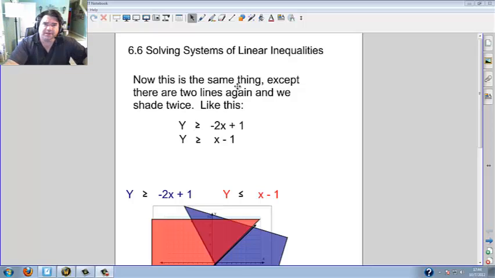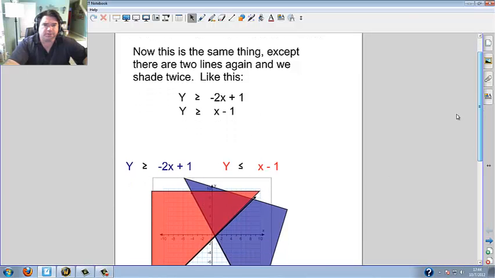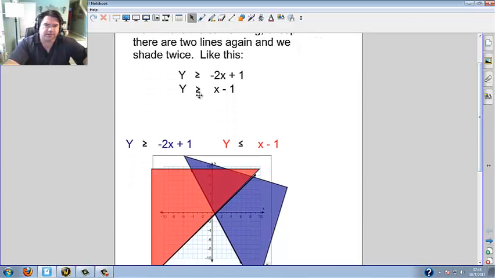Okay. Now this here is the same thing as we did before, but instead of shading one area, we're simply doing it for two lines. Take a look here. If I have y is greater or equal to negative 2x plus 1, I start at plus 1. Then because it's negative 2x, I go down 2 over 1, down 2 over 1. So I have my line, and since it's greater than or equal to, I make a full line because it's equal to, and I shade above.